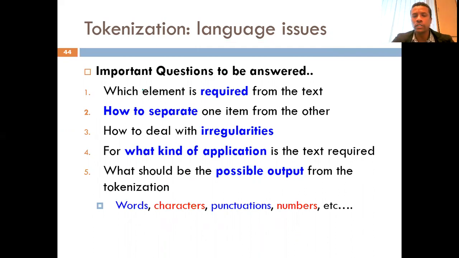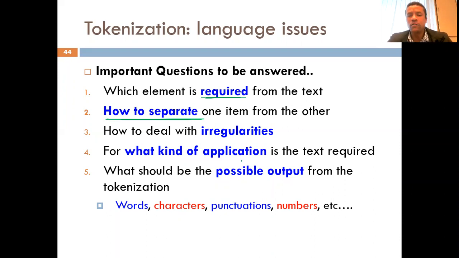So an important question to ask is which element is required from the text. Because we know that whenever you do tokenization, you don't need everything. For instance, you might not want the punctuations, the numbers, or the special characters. Maybe you are interested in only some type of words. So the first thing that you have to answer is what is the relevant part that is required. The next thing that you have to work on is how to separate it from the rest of the elements.